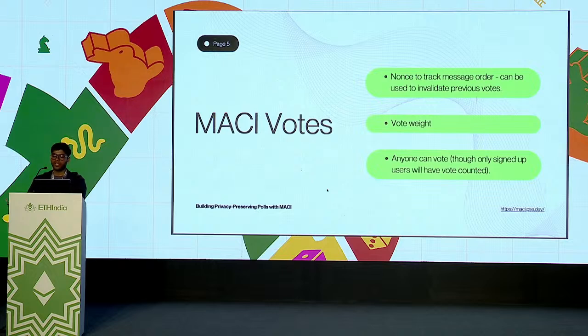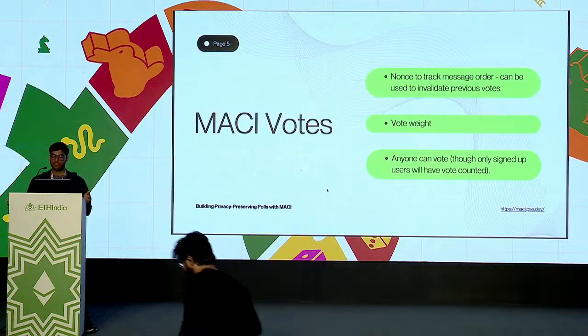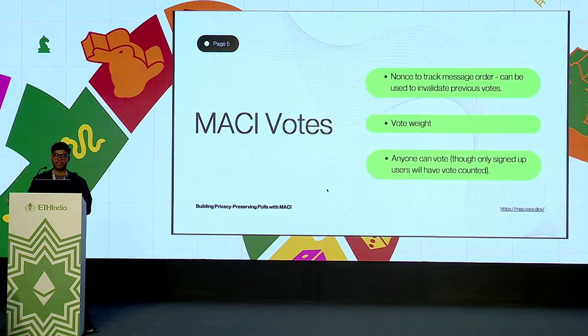Now, every vote can also have weights. So we can have an election where every user gets, let's say, 100 voting power. Then while voting, you can select 4 different candidates and give them 25 voting power each. So you can have something like that also there. And anyone, irrespective of whether you have signed up or not, can vote. But only the signed up votes will be counted.